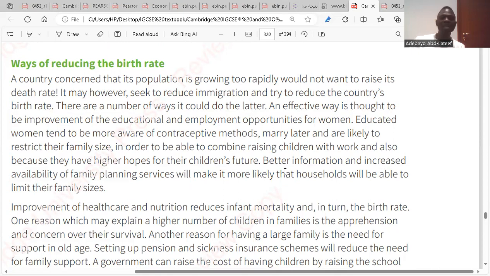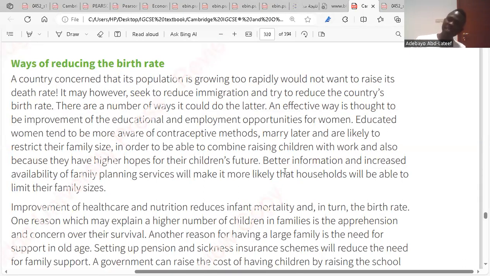So, ways of reducing the birth rate. A country concerned that its population is growing too rapidly would not want to raise its death rate. It may, however, seek to reduce immigration and try to reduce the country's birth rate. There are a number of ways it could do that. An effective way is thought to be improvement in education and employment opportunities for women. So here we're talking about ways of reducing the birth rate. One of the ways they talked about is improving education and employment for women.